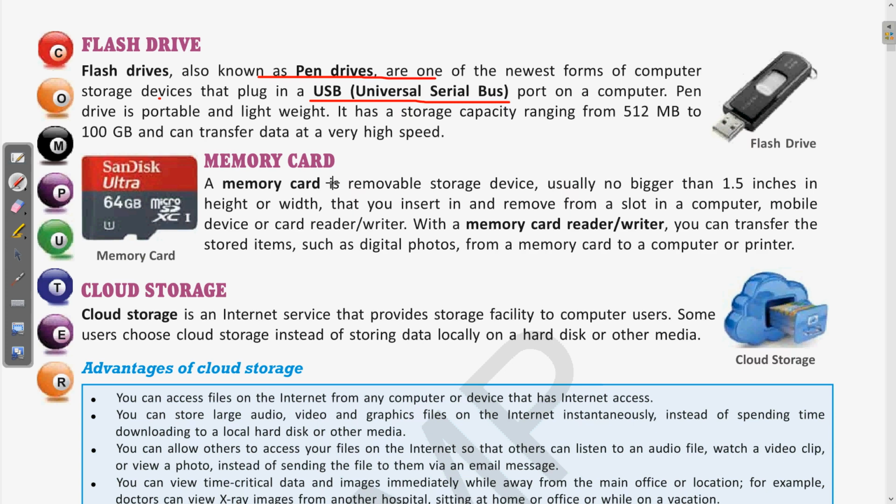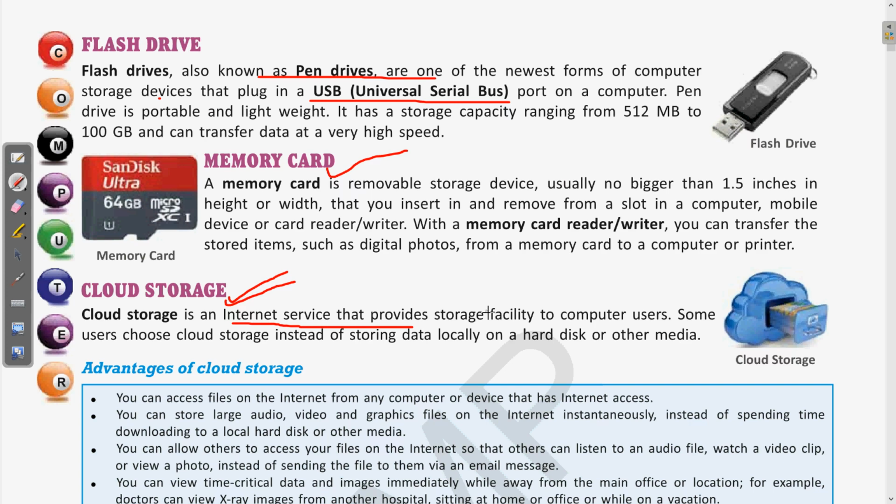So next we have seen the memory card, which is used in mobile phones as well as digital cameras. Clear? So these are also a type of storage device in which we can save the data for a longer period of time. Then cloud storage, which is a mostly used term nowadays. So what is cloud storage? The internet service which provides you the facility to store the data is called cloud storage. The example of cloud storage, as we have discussed, is Google Drive.